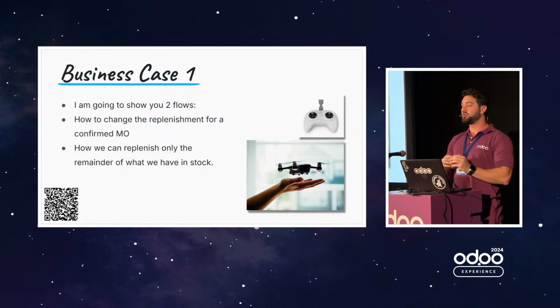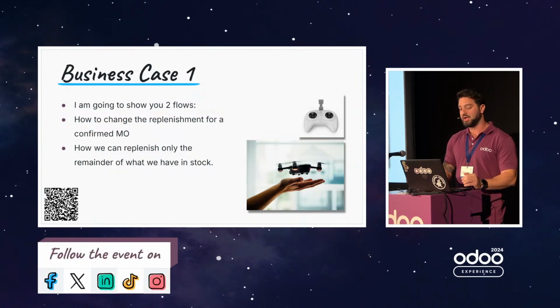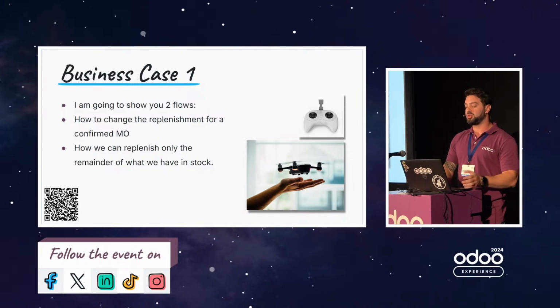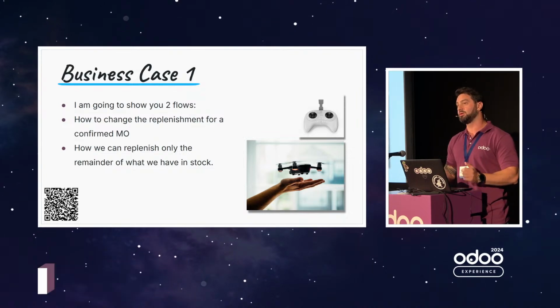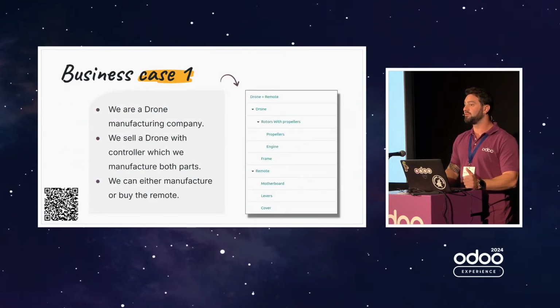The first one is how to change the replenishment for a confirmed manufacturing order, and the second one is how we can replenish only what is left on our stock.